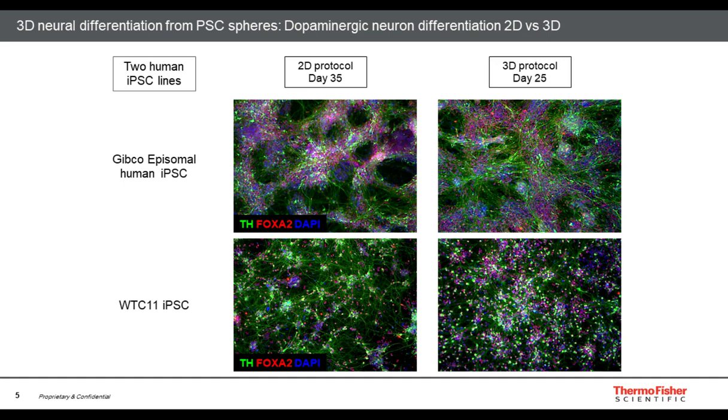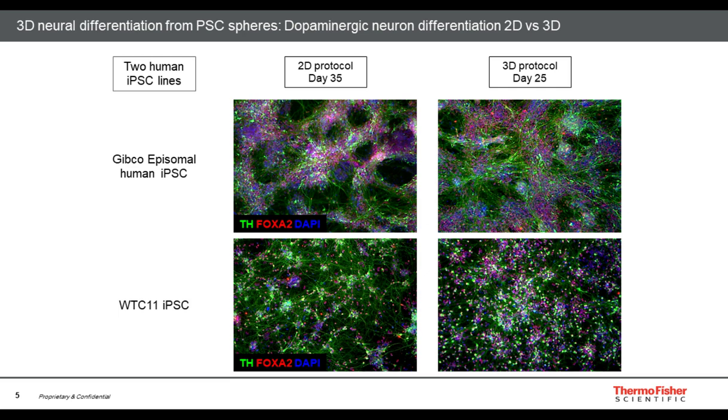This next figure shows what happens if you take those cultures that have been specified and expanded in 3D and then replated in 2D out a little further. So with the standard 2D differentiation protocol, you go out to day 35, 5 weeks of culture, and then you can stain for Th-positive neurons.